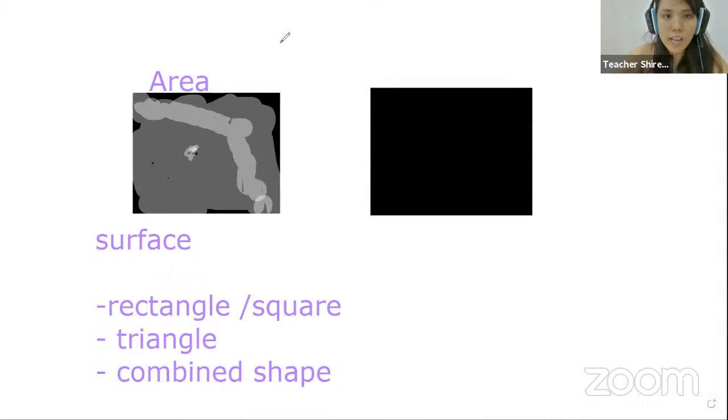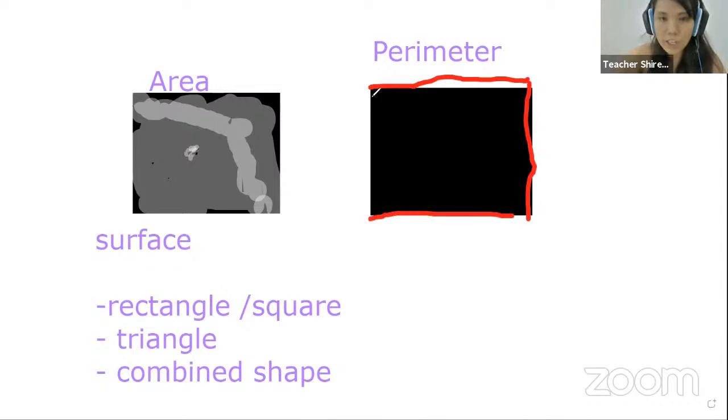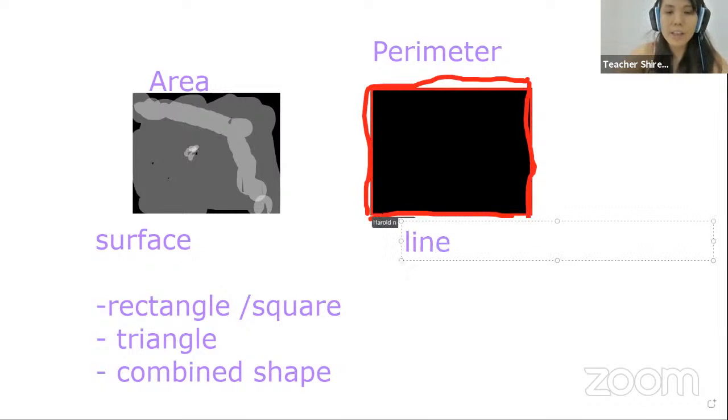What we're going to learn today is perimeter. Perimeter is just the line which is outside. Like for example, this line, 1, 2, 3, 4, is just the line. So that is perimeter. Again, as usual, the object must be a closed object. Then it can have a perimeter.